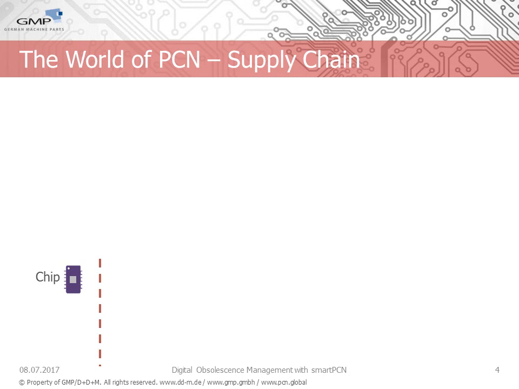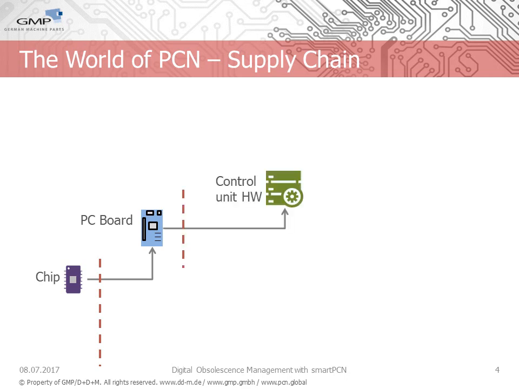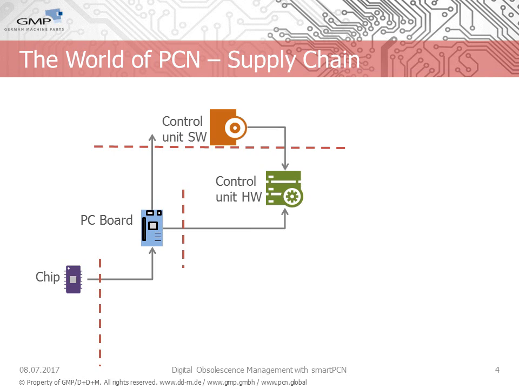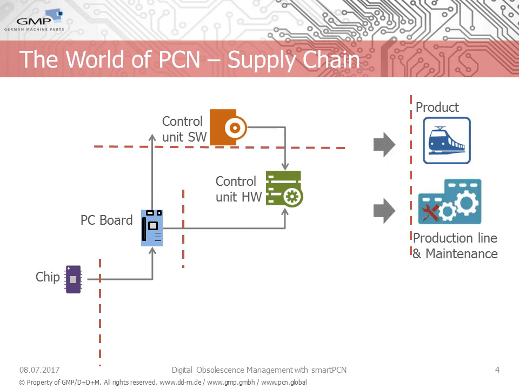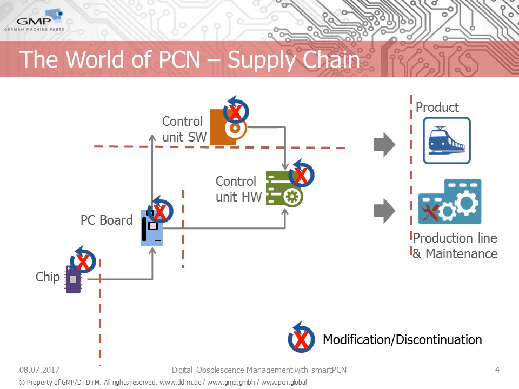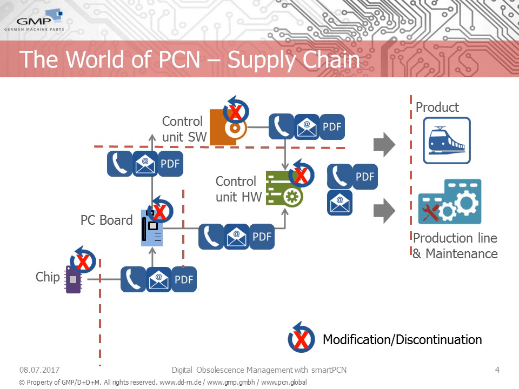Now have a look on the overall situation within the supply chain based on a simple example. Imagine there is a chip. It is used on a printed circuit board. The board is used within a control unit. There is software for that board. And the whole thing is used within a product or production line. The dashed lines indicate company borders.